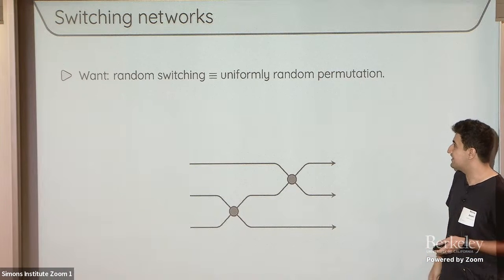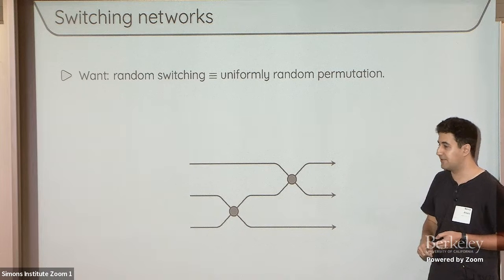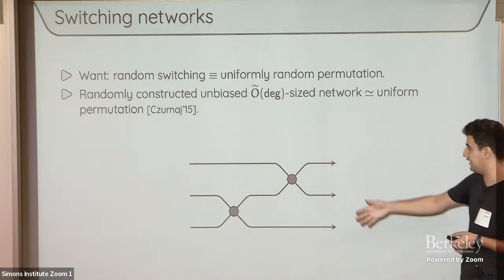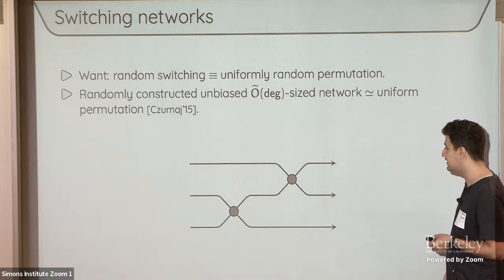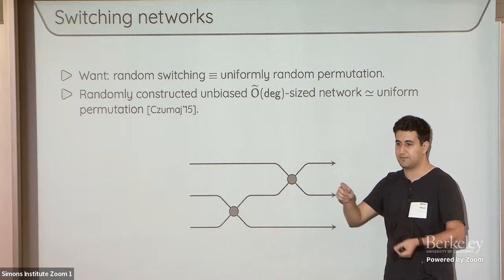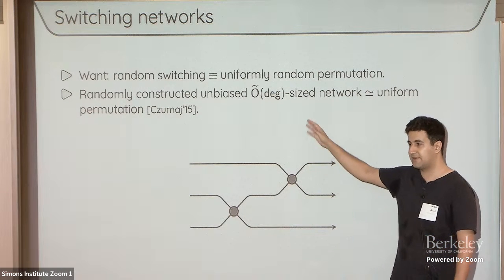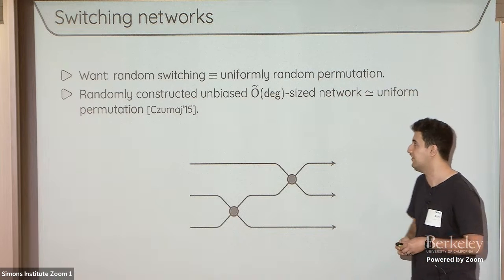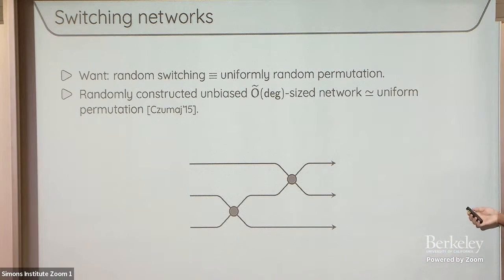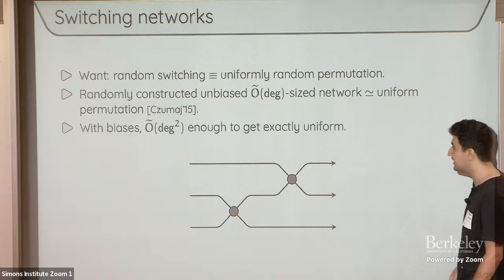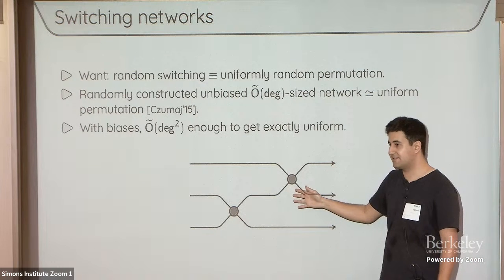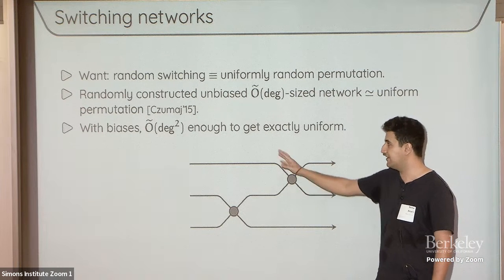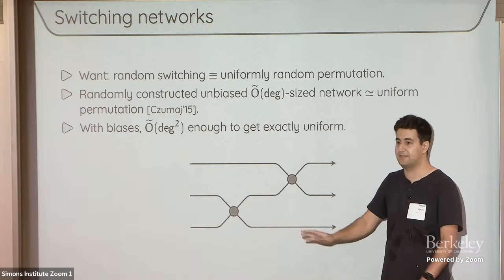As you might guess, random switching networks actually work. So if you have degree many incoming wires and degree many outgoing wires, just construct a random one. Each time pick 2 wires, put a switch between them. And if you do this for roughly degree log degree many switches, your outputs are close enough to being uniformly random. But because we are able to deal with biased permutations, you don't even have to deal with approximately uniform permutations. There are networks you can construct with biases of size degree squared that give you exactly uniform permutations.